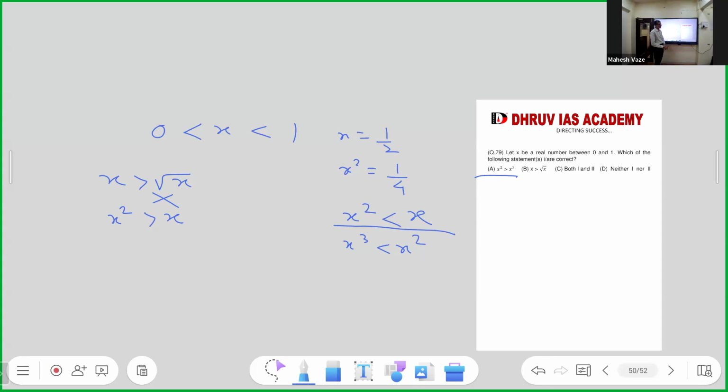So both 1 and 2 is not correct, and neither 1 nor 2 is also not correct. Only one option, x square is greater than x cube. This can be written as x square is greater than x cube, the first option.